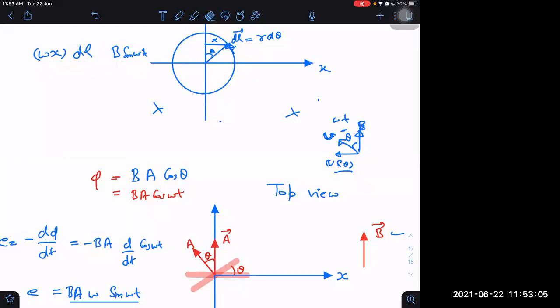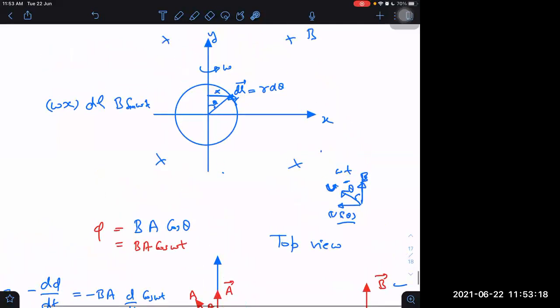Now, the direction of this EMF. What would be the direction? V sine theta this side, B this side. The direction is not difficult to tell here. V cross B dot dl. V has one component into the plane, and one in this perpendicular side. What component gets this side? V sin theta gets this side.